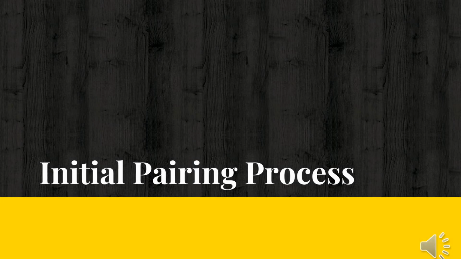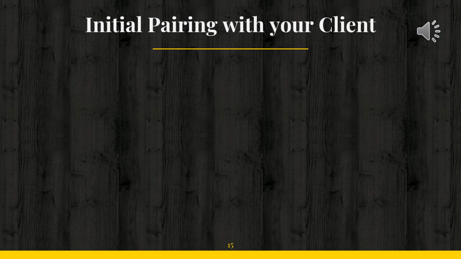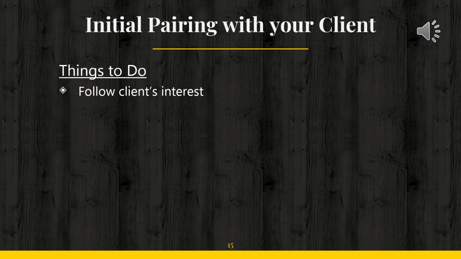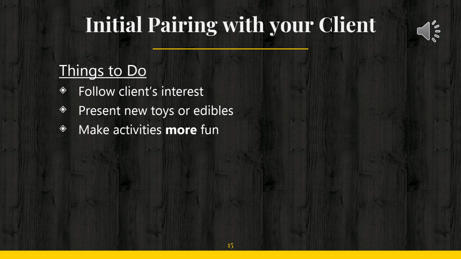Once you have information about your client, you can start the initial pairing process. The following is a list of things one should consider doing when trying to pair. We will discuss each of these more in depth in future slides. You should follow the client's interest, while still presenting new toys and edibles. You also should make activities more fun and reinforce appropriate behaviors.